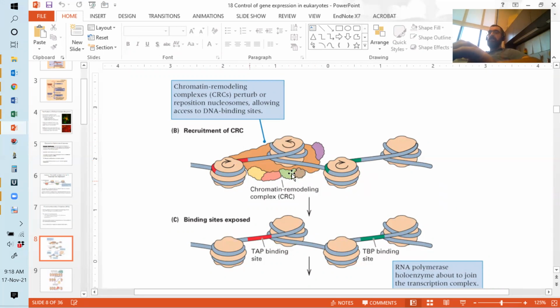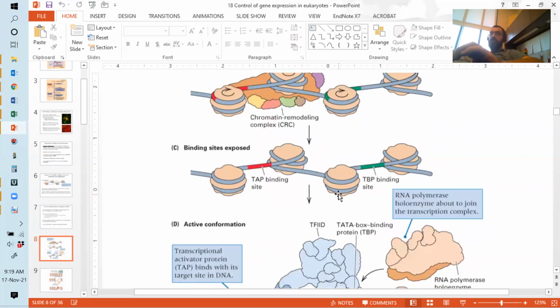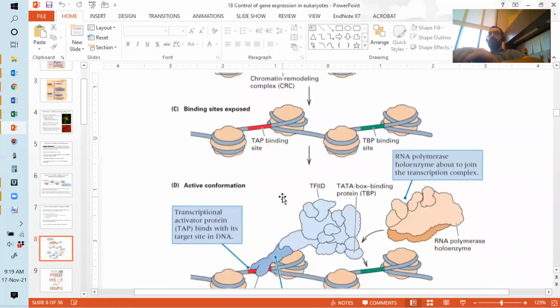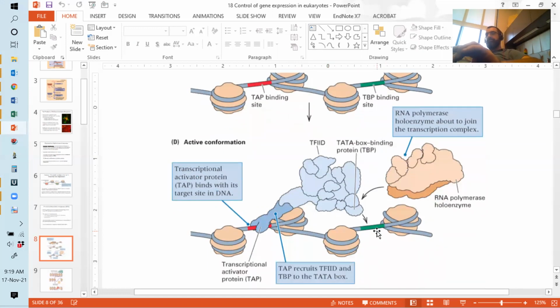So anyway, once this CRC's been recruited, now it can rotate the DNA on the nucleosomes so that the DNA that was kind of bound to the histones is now free in the middle, right? And that means that those transcriptional proteins can bind, right? And so, for example, we've got the transcriptional activator protein, we've got TBP, that brings in RNA polymerase. And now, once RNA polymerase is there and activated, it kind of acts almost like a snowplow.